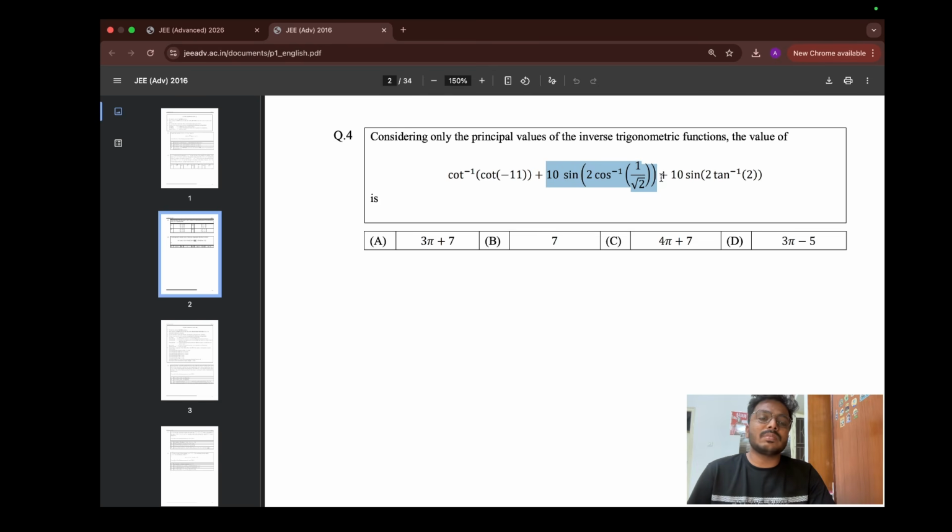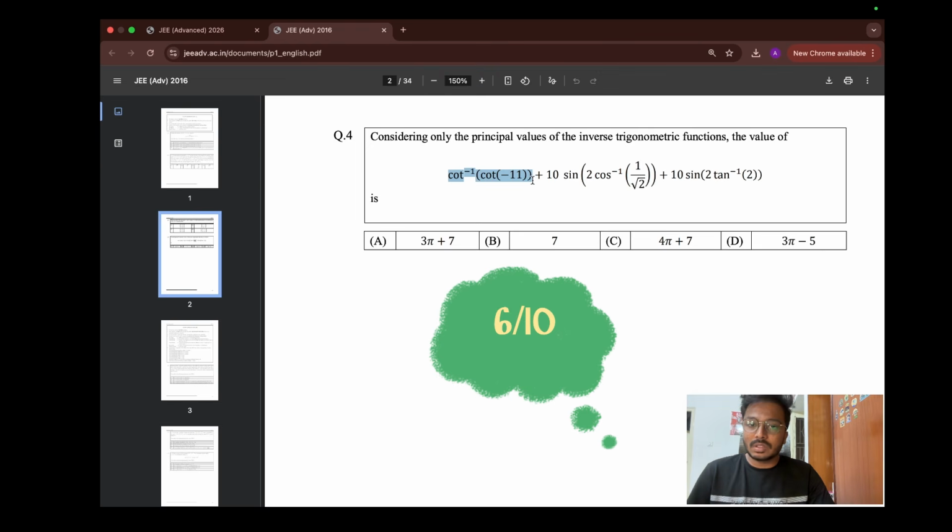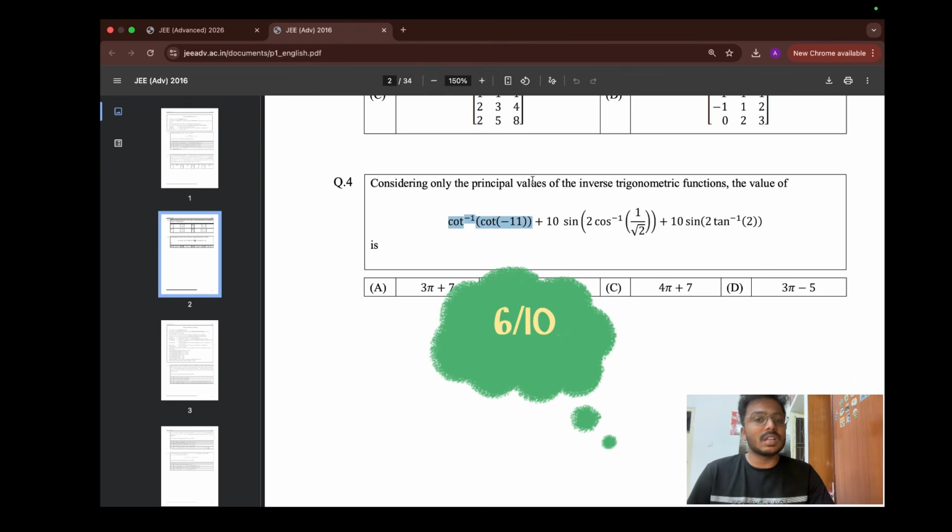This is also very simple. This is simply sine 2 theta, where theta is tan inverse of 2. So you apply the formula for sine 2 theta, that is 2 sine theta cos theta. And this is cot inverse of cot x. If you know the graph of this particular function, you can instantly write the value just by looking at it. Again, this question should not take you more than 1 minute. Again, this is an NCERT question, and I'll give it a score of 6.